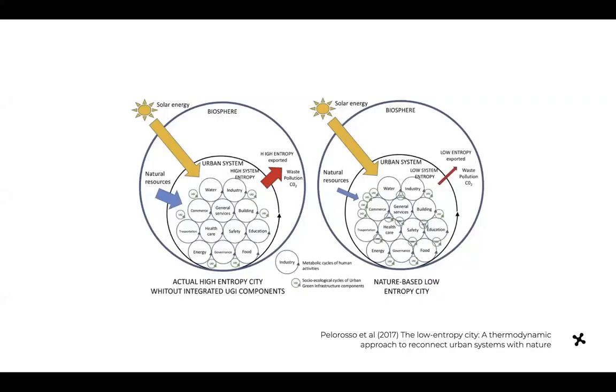So researchers, Pelosi and their team have been developing this. This is an interesting model that they're actually looking at. Can we look into biochemical processes with effectively green infrastructure to take away from a high entropy city to a low entropy one? Can we build these infrastructure components that actually allow the transfers of energy, and then work within the laws of thermodynamics?